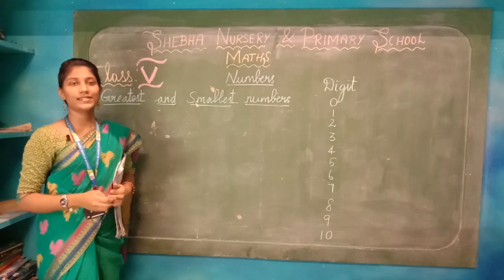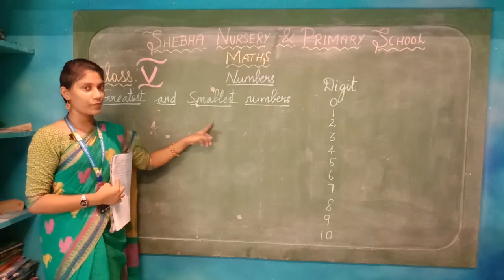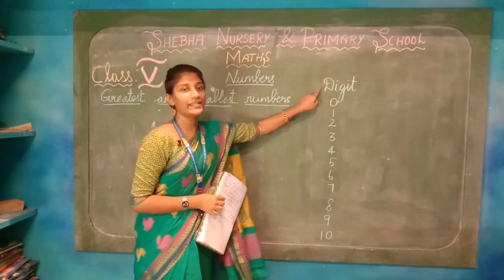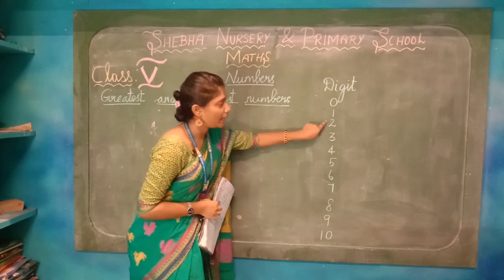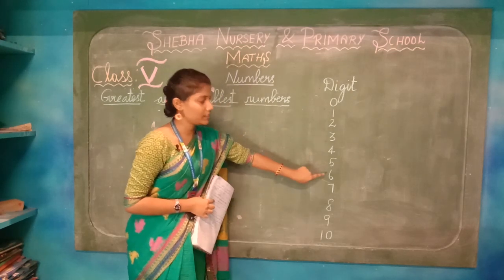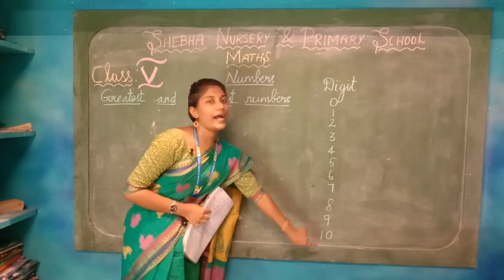Greatest and smallest number. What is the greatest and smallest number? Children, do you know the greatest and smallest number? Okay children, I will explain to you. First you have to write the digits: 0, 1, 2, 3, 4, 5, 6, 7, 8, 9 and 10.